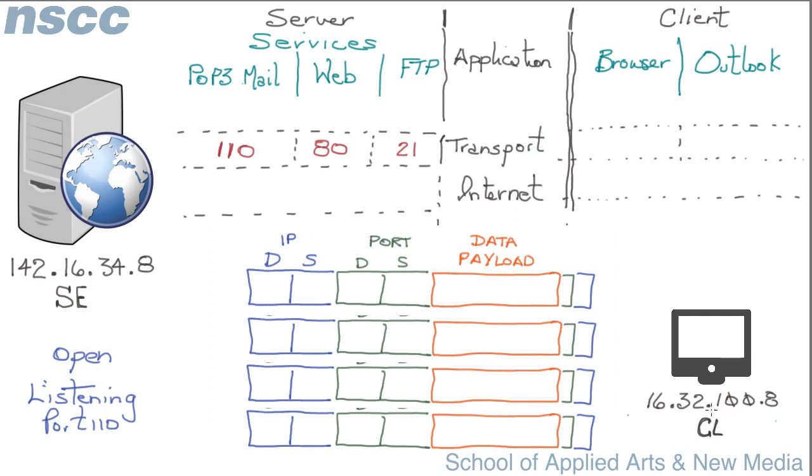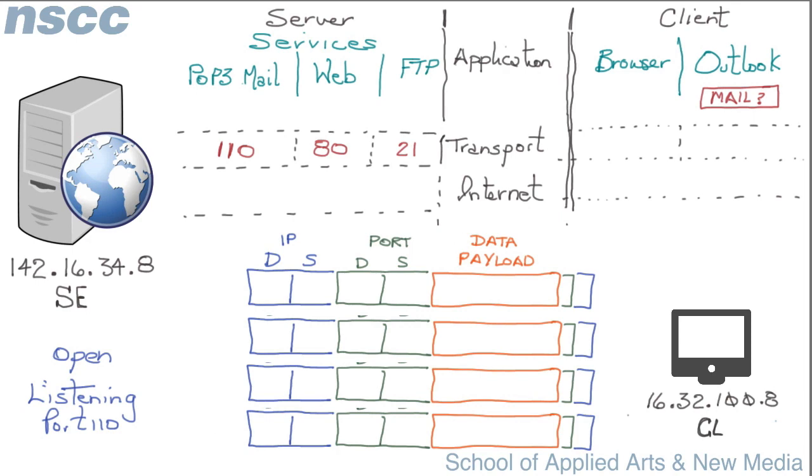Now, I'm not going to write out all the IP addresses for the client and for the server. I'm just going to put the letters CL, and that'll represent 16.32.100.8, and I'm going to use the letters SE to represent this number, which would be in the actual packet. But let's suppose we start up our Outlook client, and it's been configured to know where the mail server is, and the client wants to request some mail. So the data payload here would ask a question, hey, do I have any mail? And there would be a numerical format for this instruction.